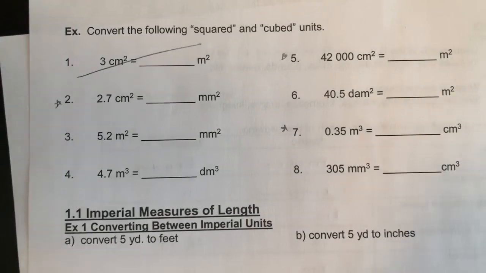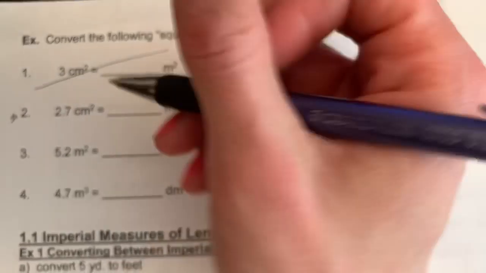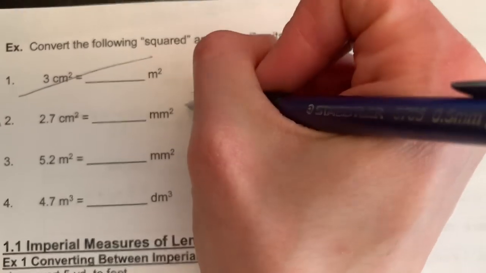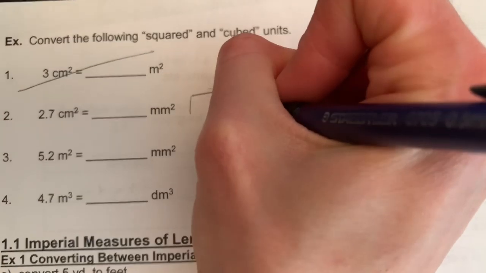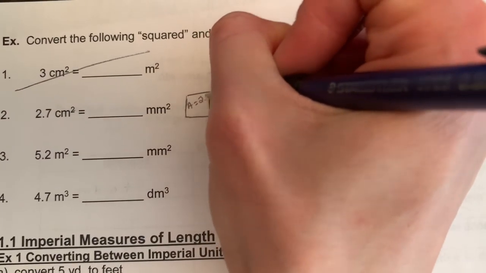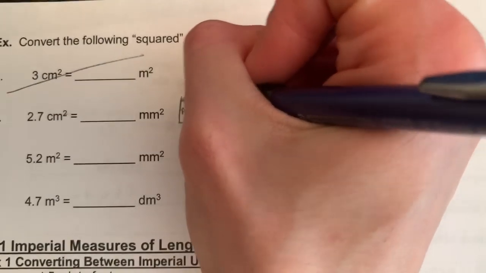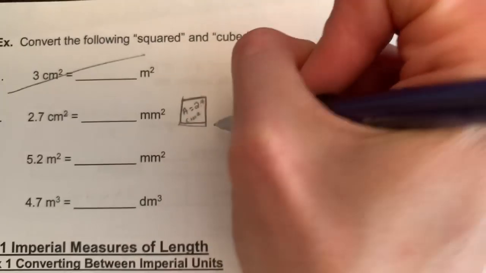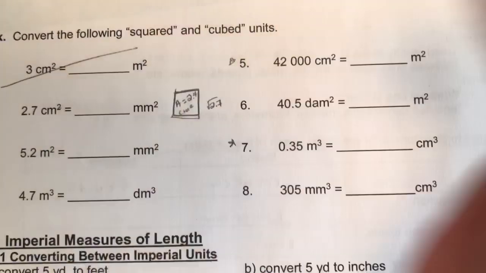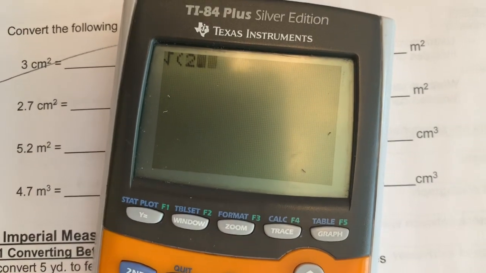So just to continue here, we're going to be converting some squared and cubed units. Now it's a little bit different because of this square here, which means that basically they're taking the area of a square. Okay, so they're saying the area of a square is 2.7 centimeters. So that means that if we wanted to find the length of one of the sides, we would just take the square root of 2.7. That's about 1.64. So we'll just use a rounded number, 1.64.